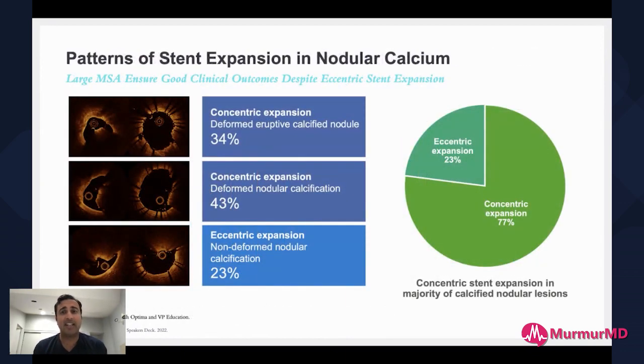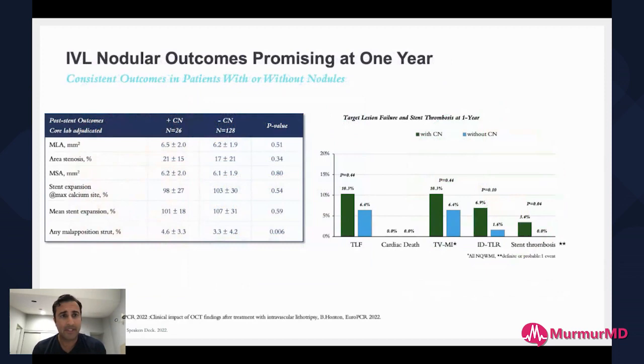Looking at patterns of stent expansion in nodular calcium, almost over three-quarters of these cases were actually shown to have concentric expansion. It's pretty impressive, and I think it's definitely part of the armamentarium that we should keep in our back pocket, especially in nodular calcium. Data is coming out on this now. This was presented at EuroPCR, but basically you're seeing pretty consistent outcomes in patients with or without nodules. This is at 1 year, but I'm sure we're going to start collecting more and more data on this long term.